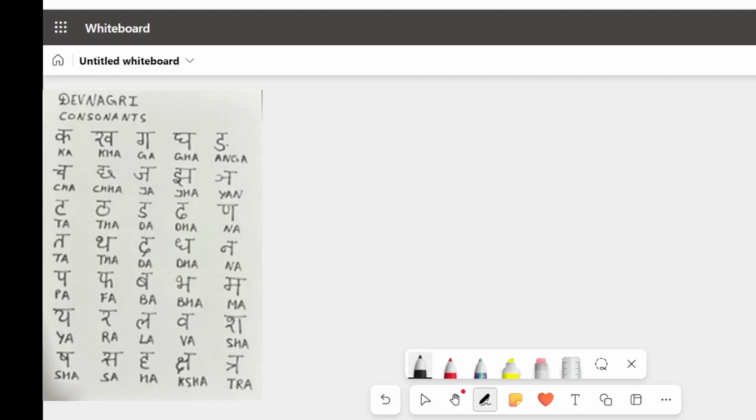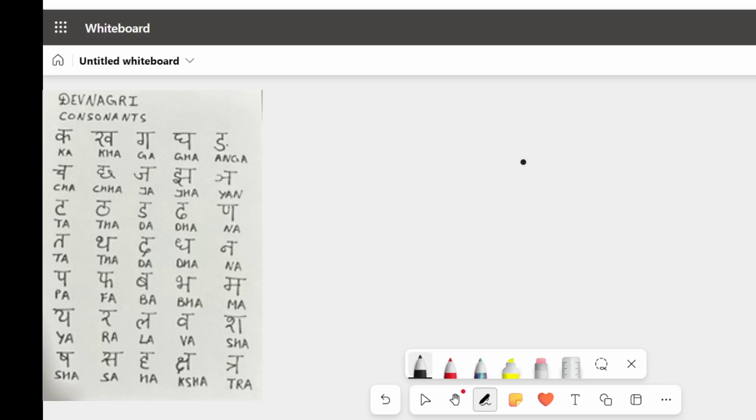In this lesson, we will learn about Devanagari consonants. Devanagari is the name of the script that Hindi uses. Today, we will be learning about the consonants given in the first row of the chart that you can see on the screen. We will learn how to pronounce and write these consonants. So, let's begin with the first consonant, K.